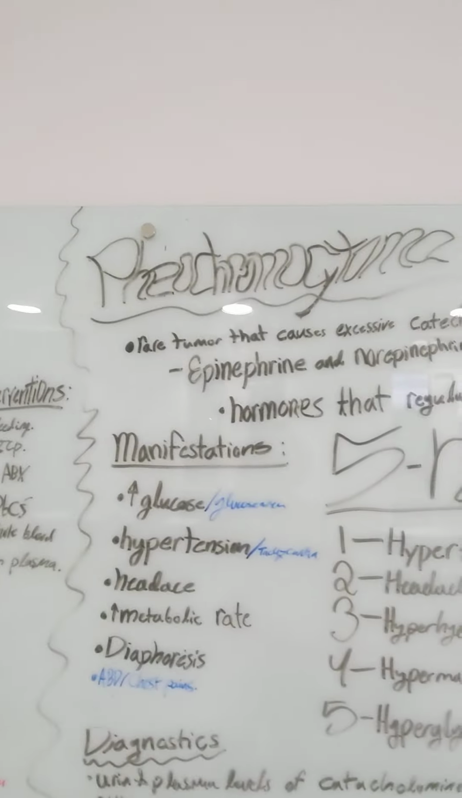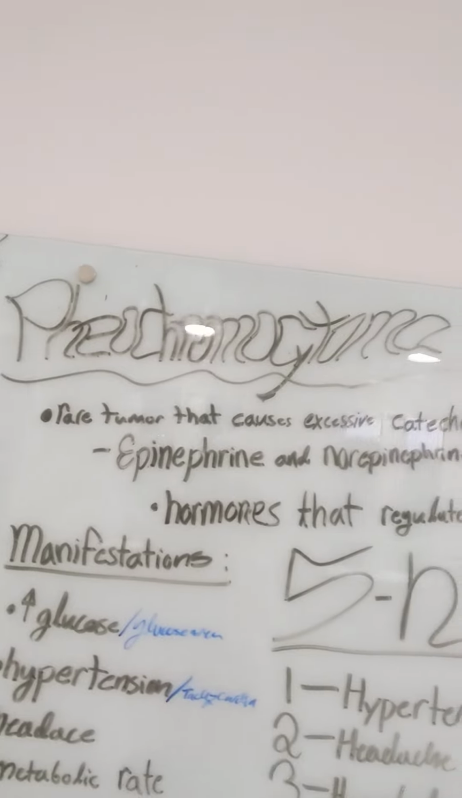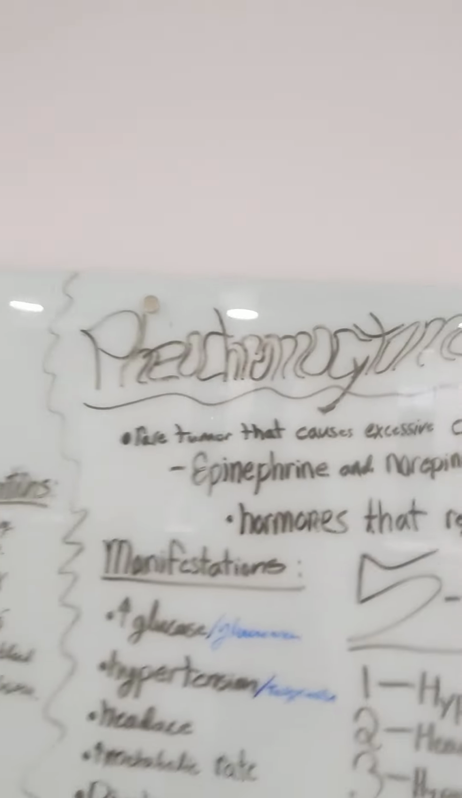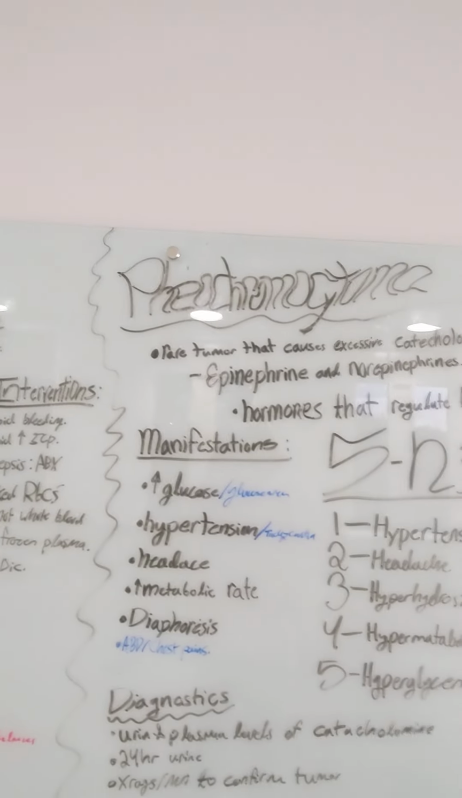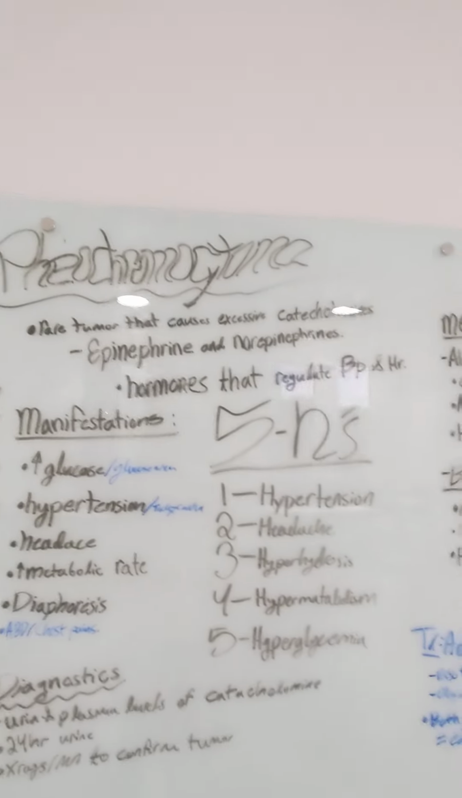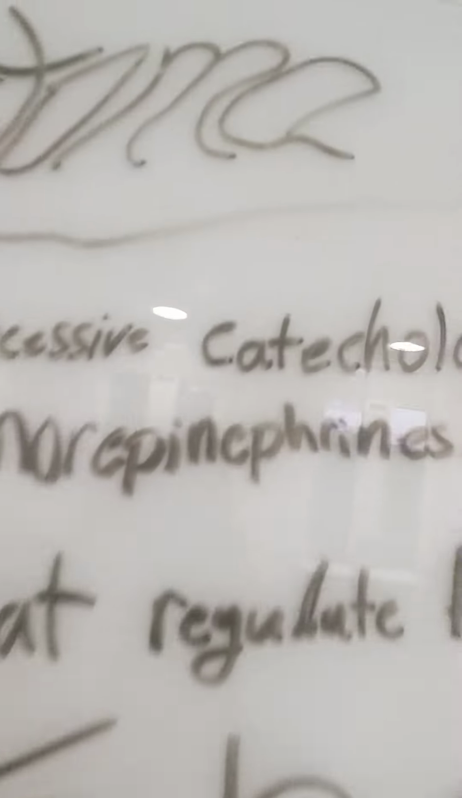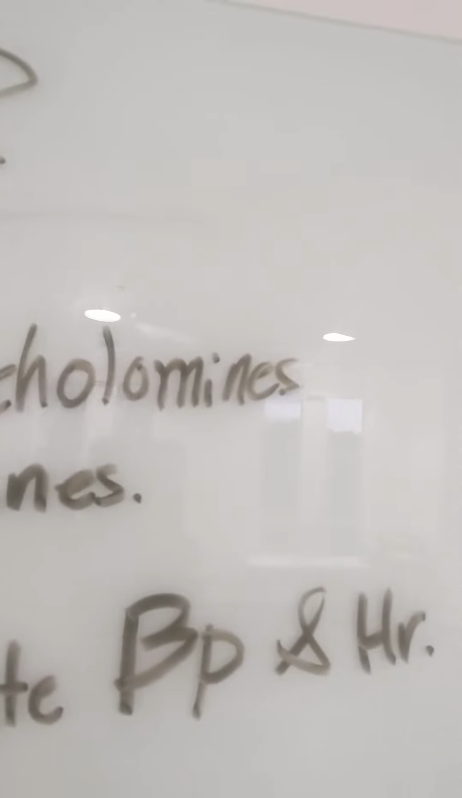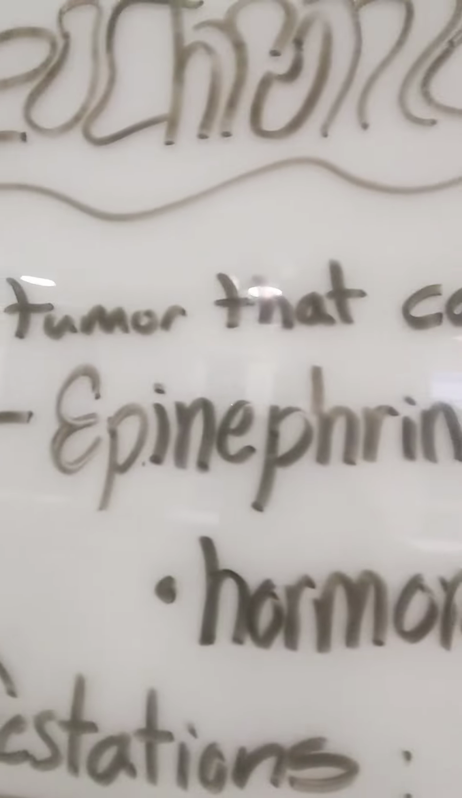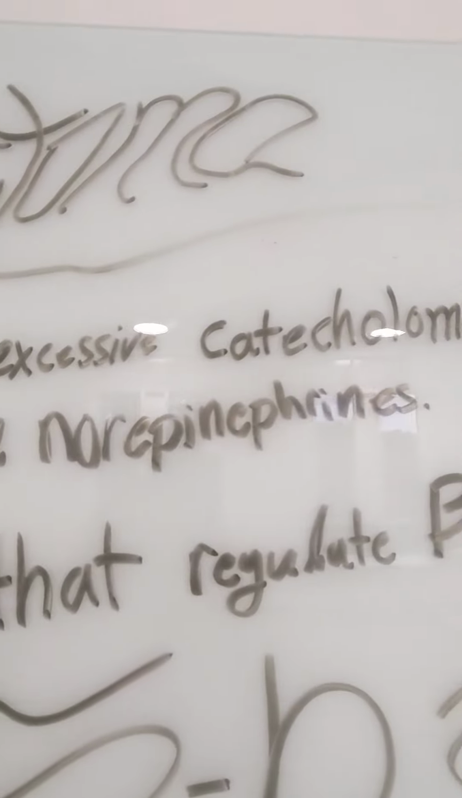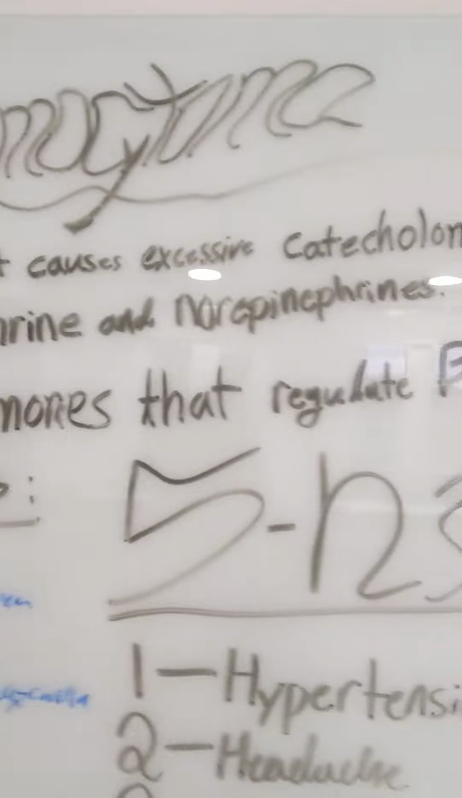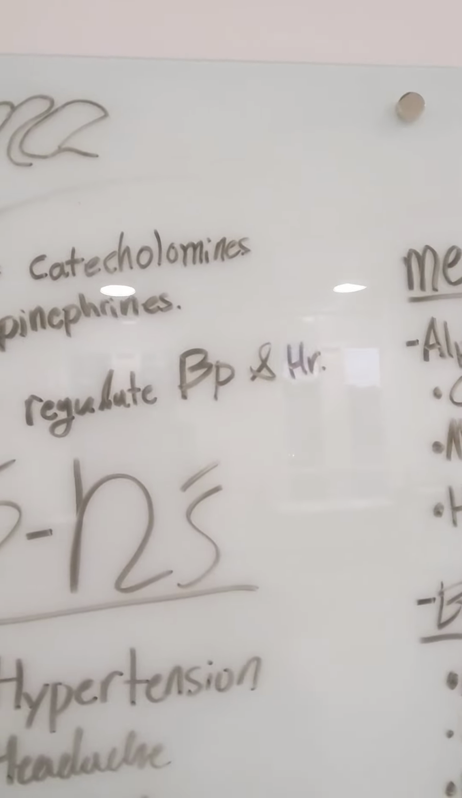Next we got pheochromocytoma. I wrote it weird because I can't pronounce it as it is, so I might as well make it harder for myself. Now this one I can explain better. It's a rare tumor that causes excessive catecholamines. What are catecholamines? They make epinephrine and norepinephrine. They do stuff with them. And basically epinephrine and norepinephrine are the hormones that regulate blood pressure and heart rate.